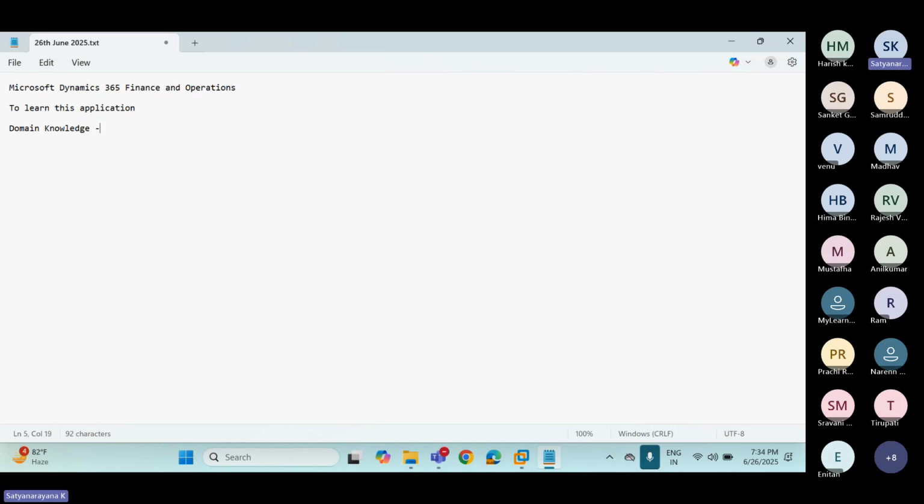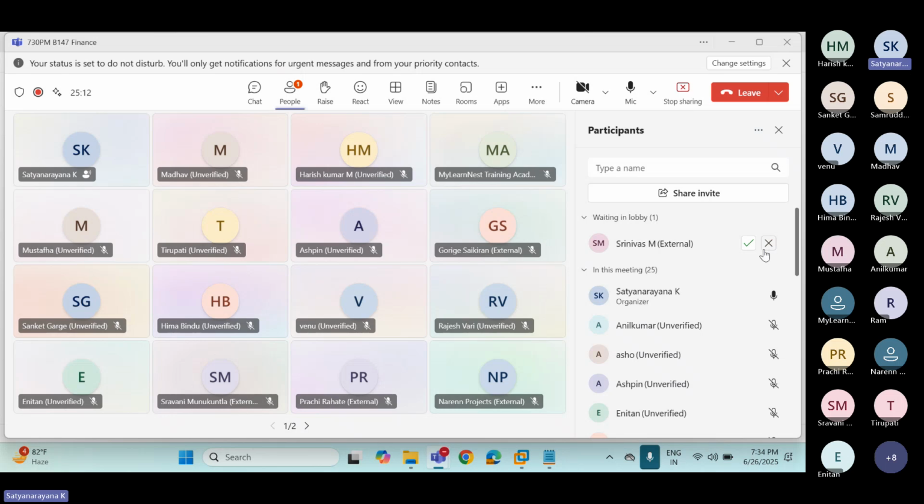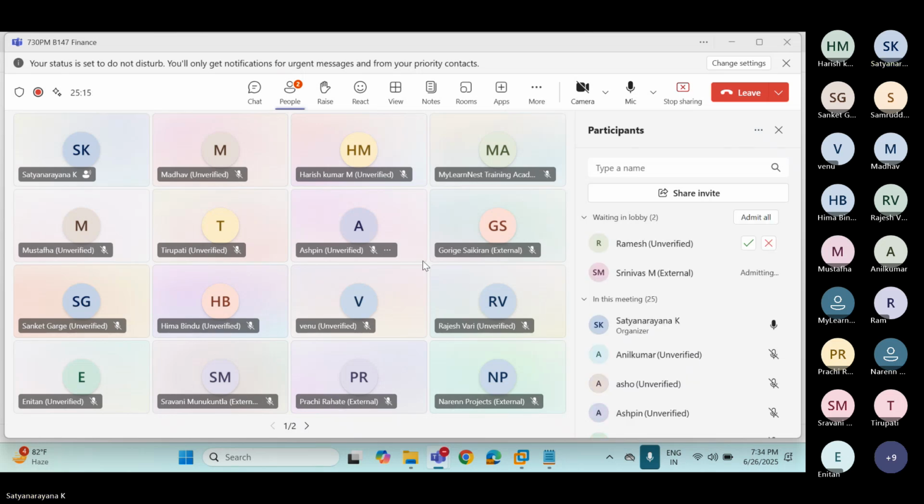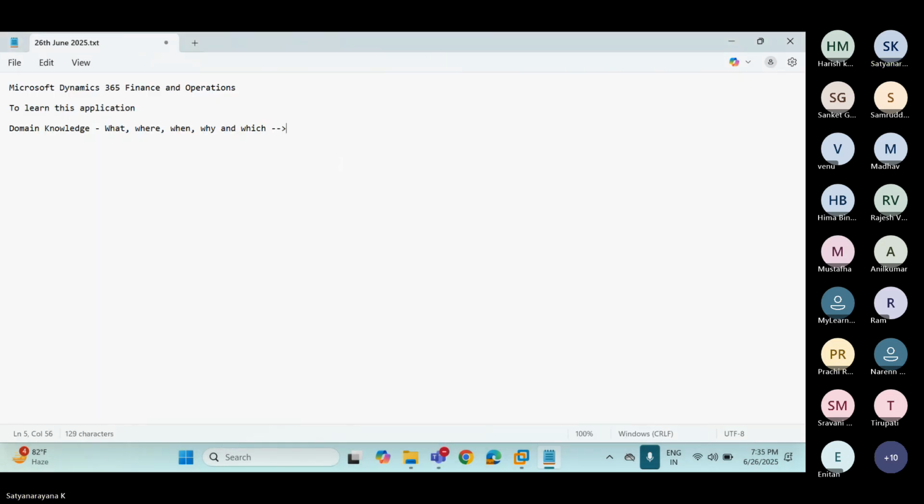What does domain knowledge mean here? What, where, when, why, and which. If you have these questions, then whatever answer you are going to give, that is domain knowledge. That means all real-time scenarios. This means we need real-time scenarios. Whenever I'm explaining any topic, I will explain with real-time scenarios only.